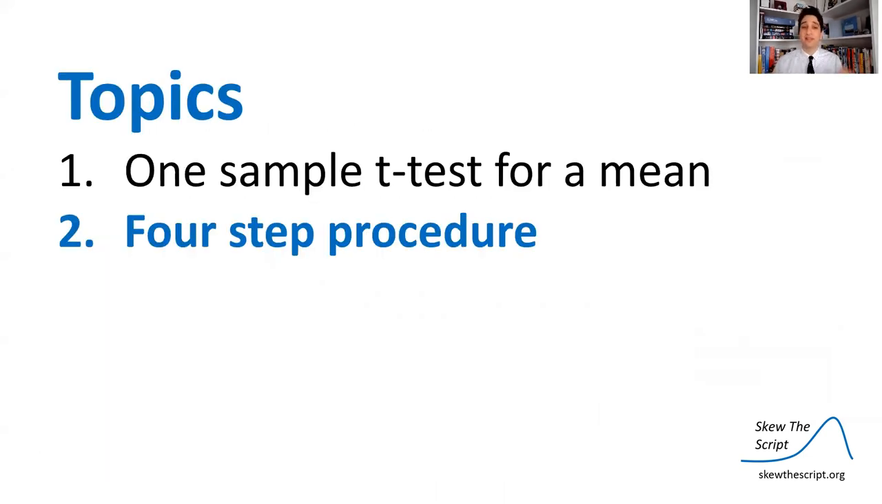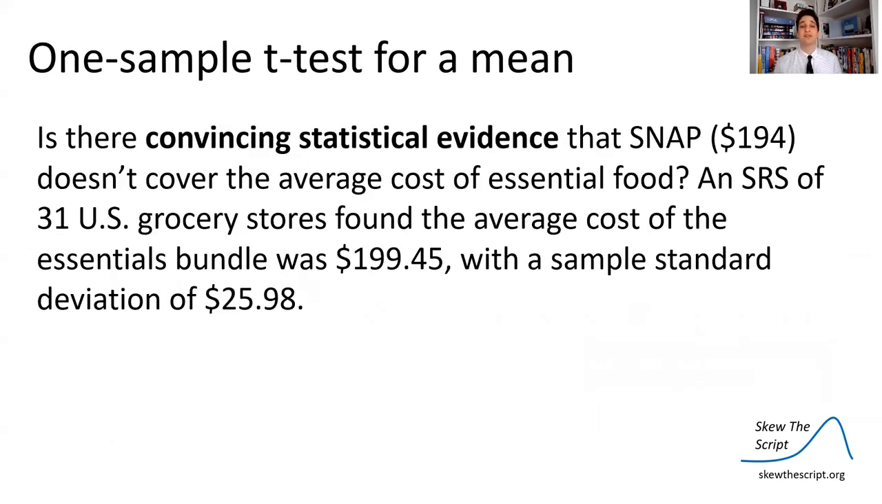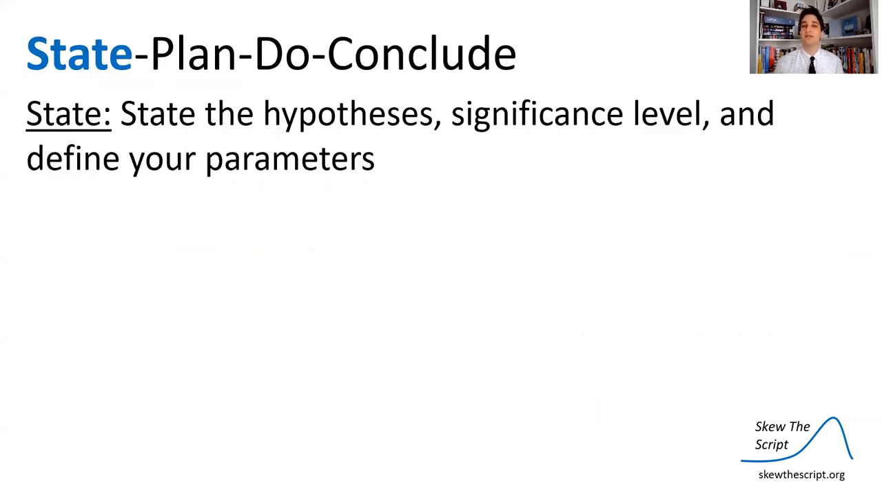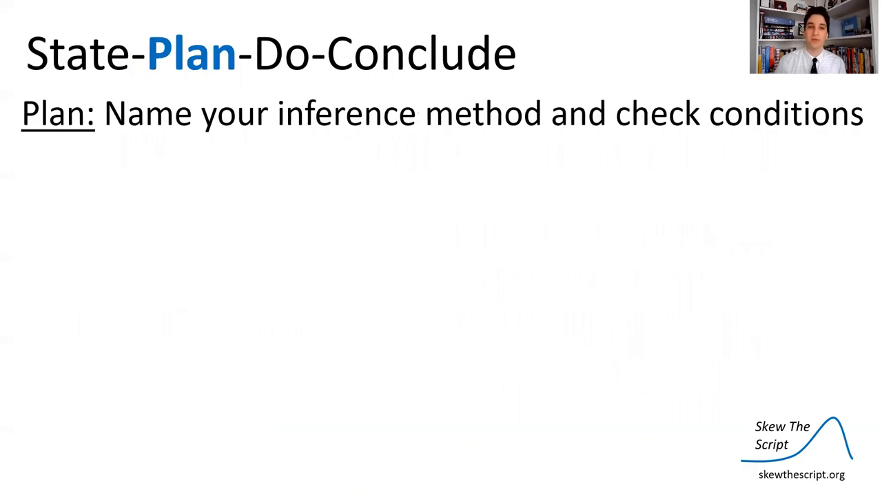So let's talk about this in terms of a four-step procedure to make sure you get full credit on your FRQs. Remember, the four steps is just a way to organize your work such that you get full credit. So when you see a question like this and a page to answer it, you think, okay, four steps for inference, convincing statistical evidence, I need to do a hypothesis test. For the state phase, you should state your hypotheses numerically. You should define what the parameters are. So we said mu is the true mean price of the essentials bundle. And the significance level we're going to assume by default is going to be 0.05 unless stated otherwise.